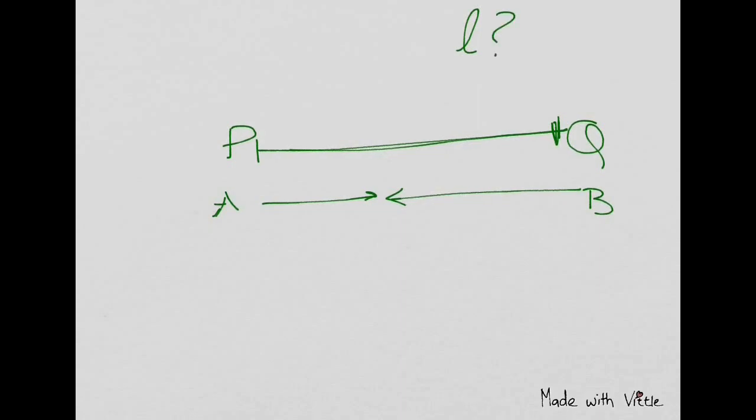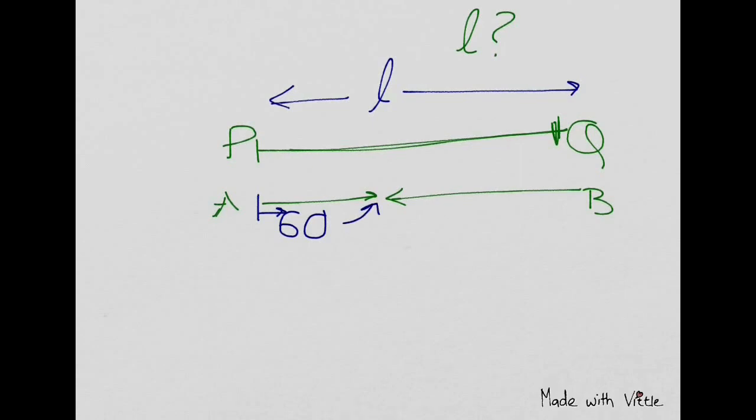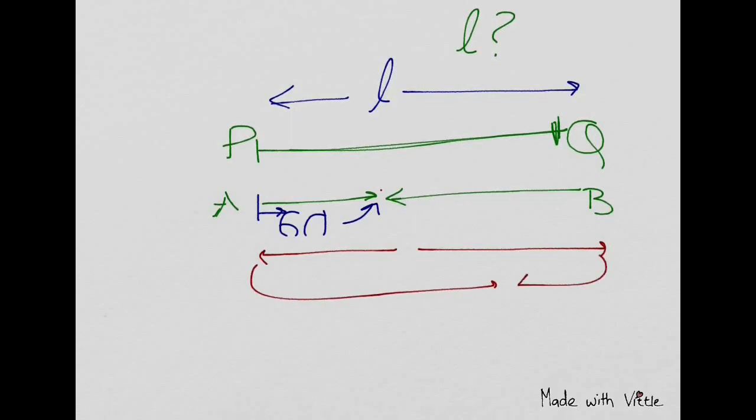We'll consider the entire distance as L, and the first meeting happens 60 meters from P. So when they meet for the first time, they meet 60 meters from here. Now what happens? B reaches this end, A reaches the other end, and then they turn and meet again somewhere, where the distance is given as 40 meters.